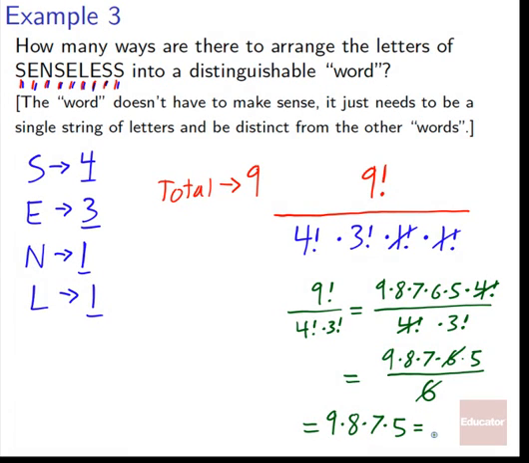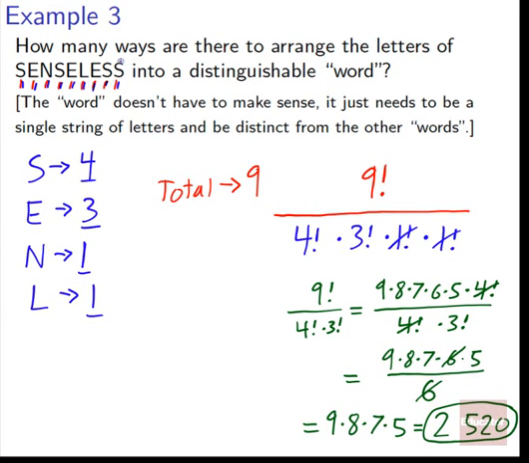We plug that into a calculator, we work it out, and we get 2,520 different ways that we can order the letters of "senseless" and still make a distinguishable word that is different from all of the other ones. That's very different than just all the ways we can order 9 things, because in this case, some of the things look the exact same as the other, so we can't tell the difference.